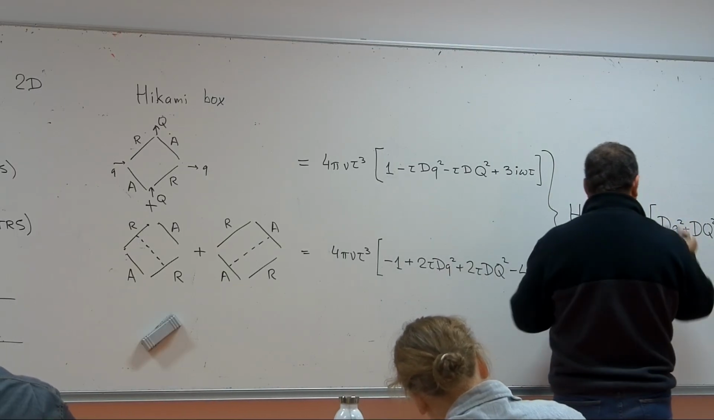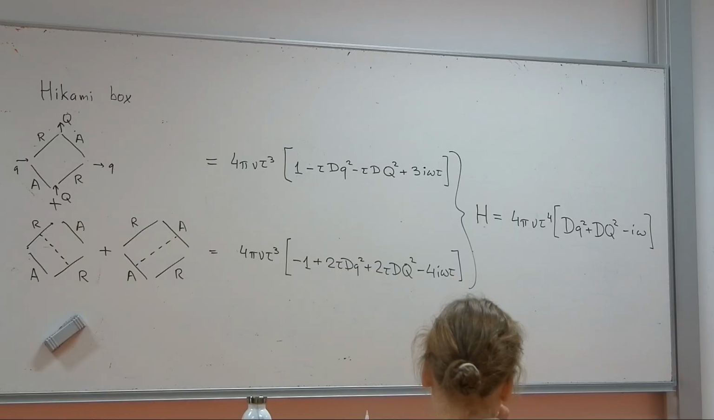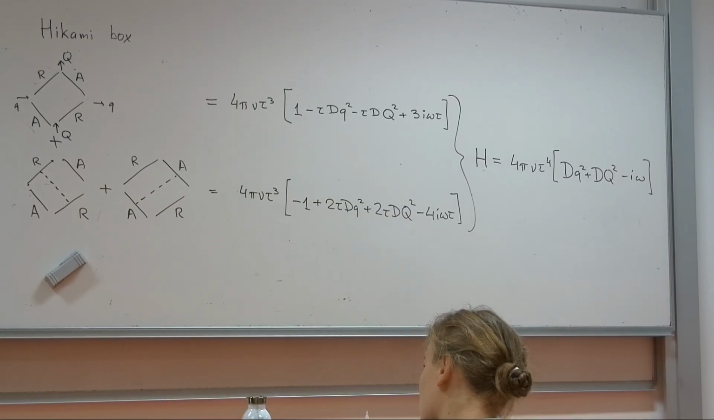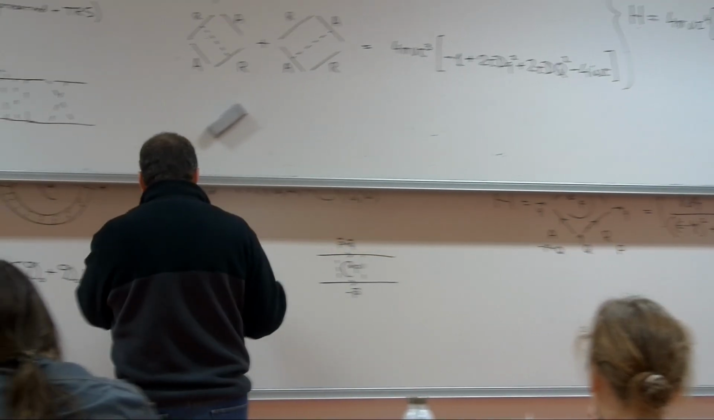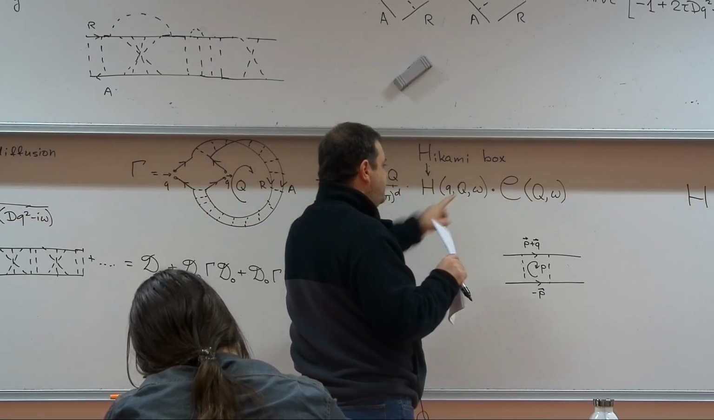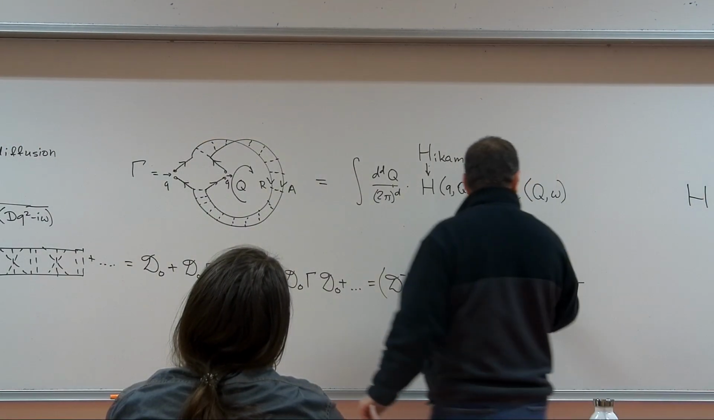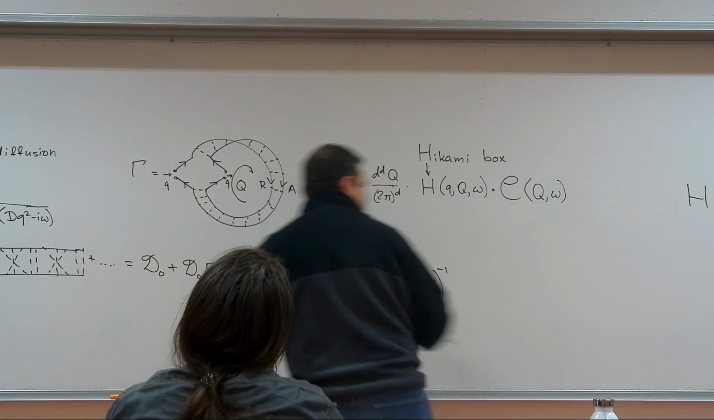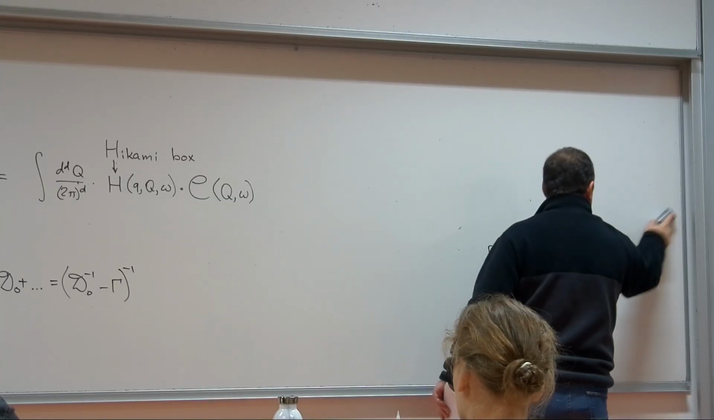You see, I made a mistake. Tau to the power 4. So now we will take this H and put it here. I can remove this one. This is wrong, I mean, the answer is wrong. The correct one is up there.